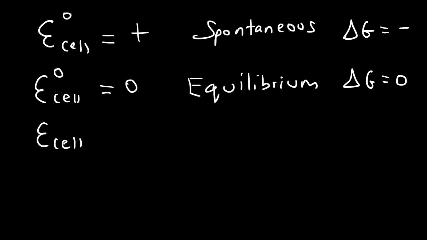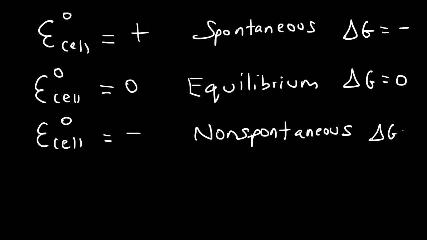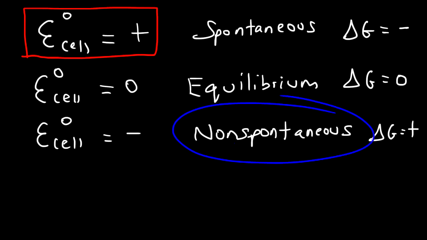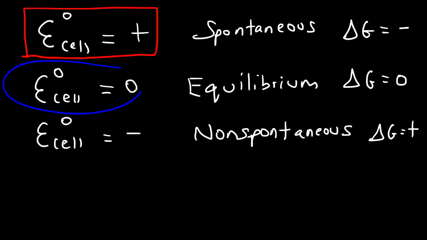And when the cell potential is negative, that means that you have a non-spontaneous process. And so delta G is positive. Now what you need to know is for a galvanic cell or a voltaic cell, the cell potential has to be positive. It can't be negative, because galvanic cells convert chemical energy into electrical energy. You can't derive energy from a non-spontaneous process. So the lowest that a galvanic cell can be is 0.